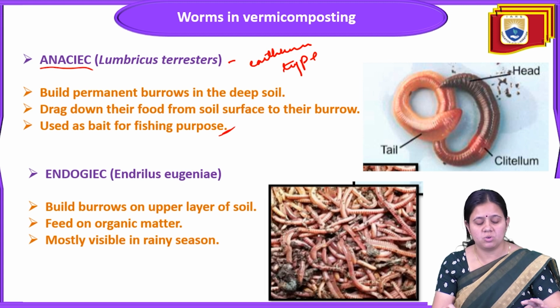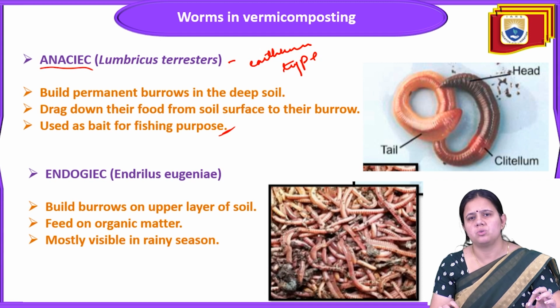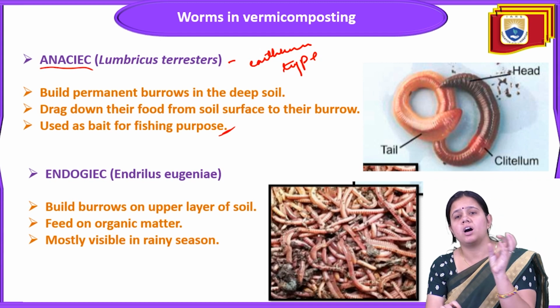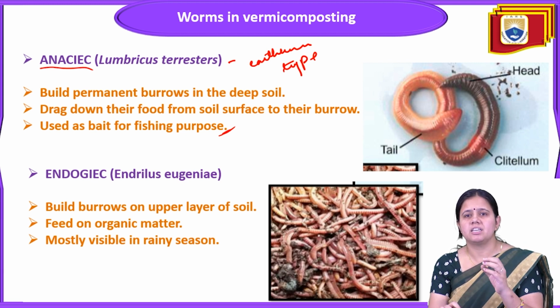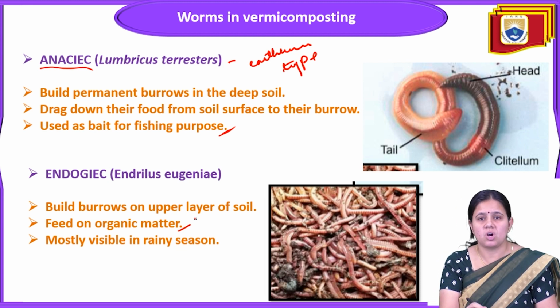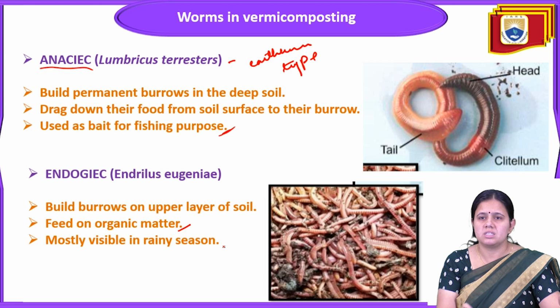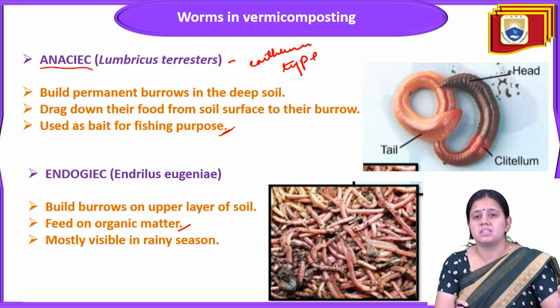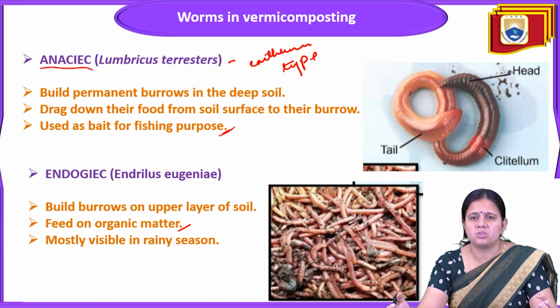Next is the Endogeic type of earthworm. These earthworms build burrows in the upper layer of the soil. They feed on organic matter, and they are mostly visible in the rainy season. So this Endogeic type of earthworm works more in the rainy season, feeding mostly on organic matter and building burrows in the upper layer of the soil.